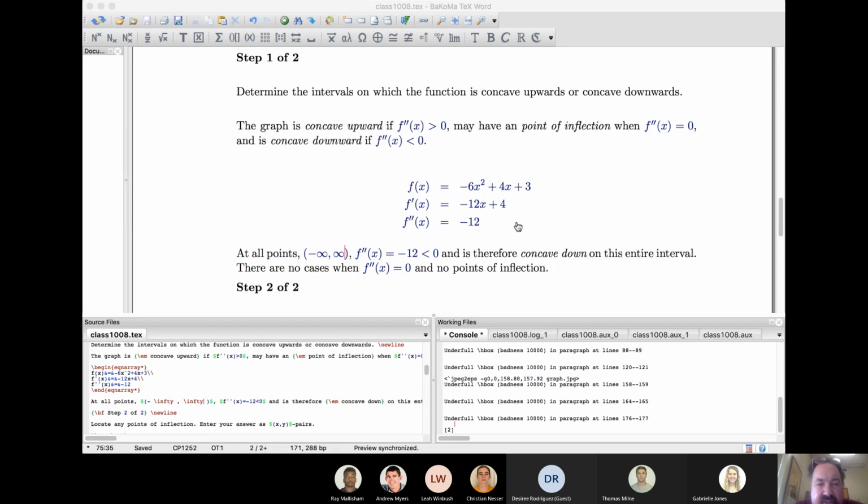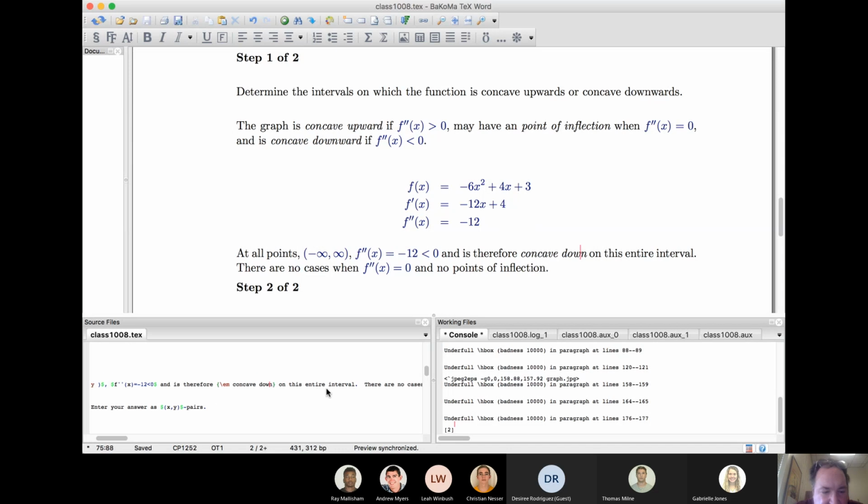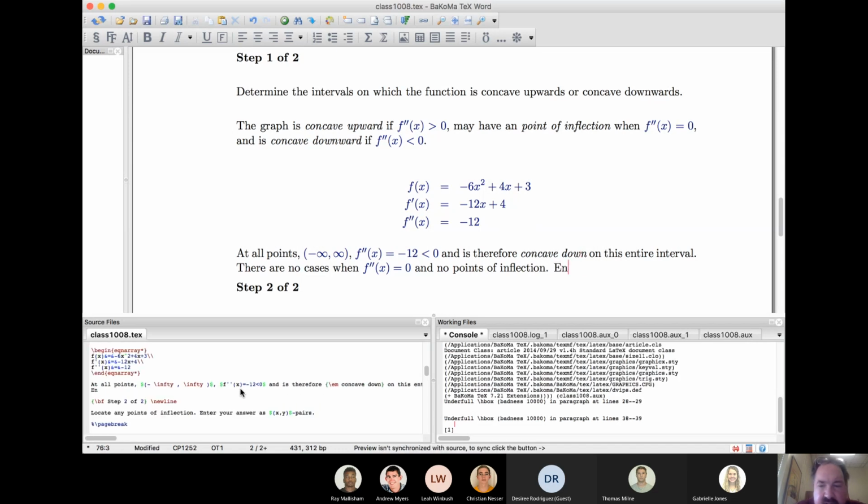So what you do is you would select. Make a note of that. So as far as the answer, you'd enter none for concave upward.